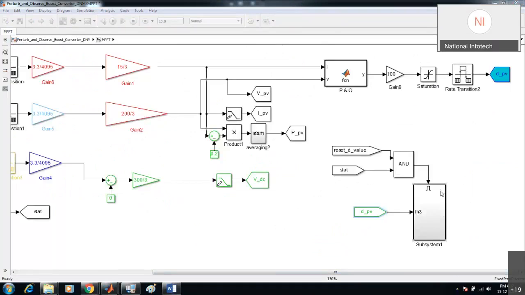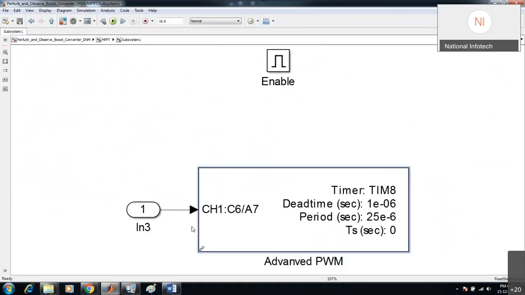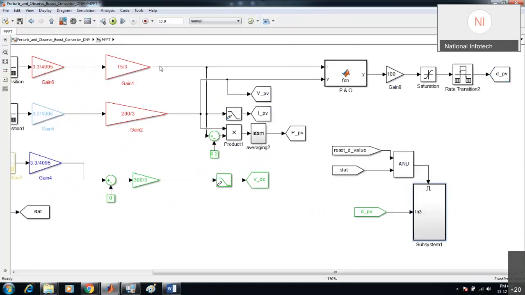Also this subsystem, you know what is happening here? The duty cycle we are giving is getting inside, and in this advanced PWM we are giving the duty cycle. We have kept this enabled. So this subsystem will be enabled when we are pressing our PD7 button. We will see that in the experiment.